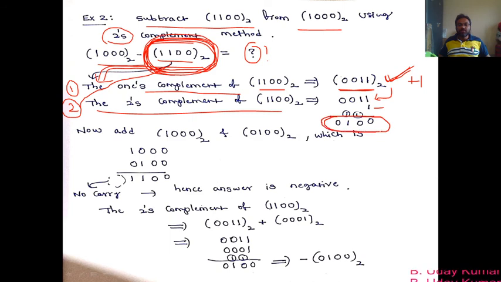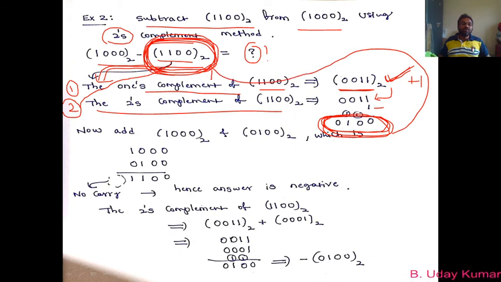This is your 2's complement of 1100. So now what you have to do? You have to add this 2's complement to 1000. Just do it. So if you do so, this is our third step.